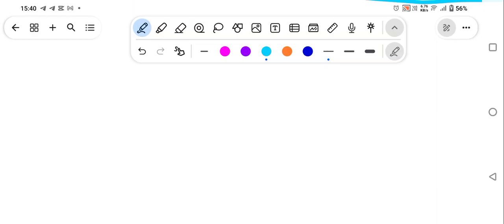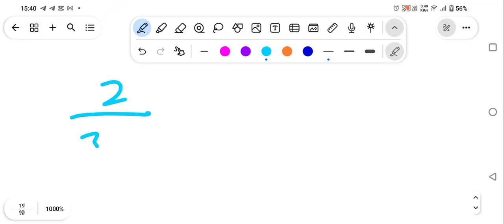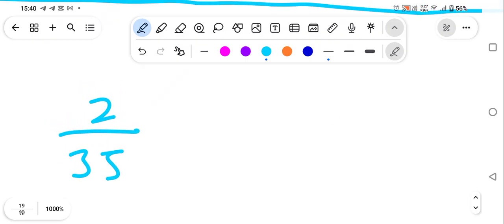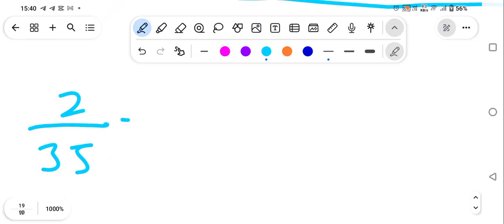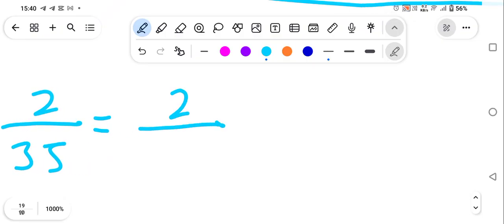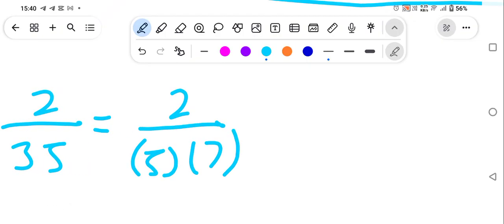Right. So let's say we have 2 over 35, and this is a fraction, and you know 35 is equal to 5 times 7.